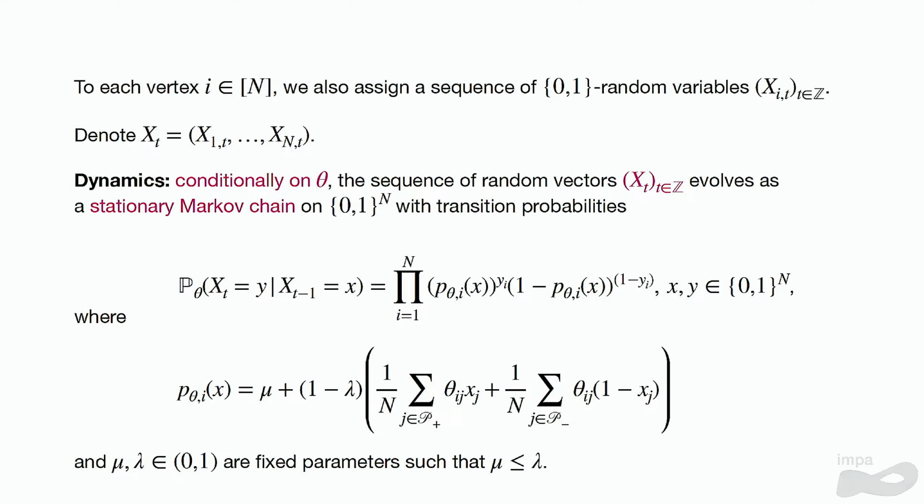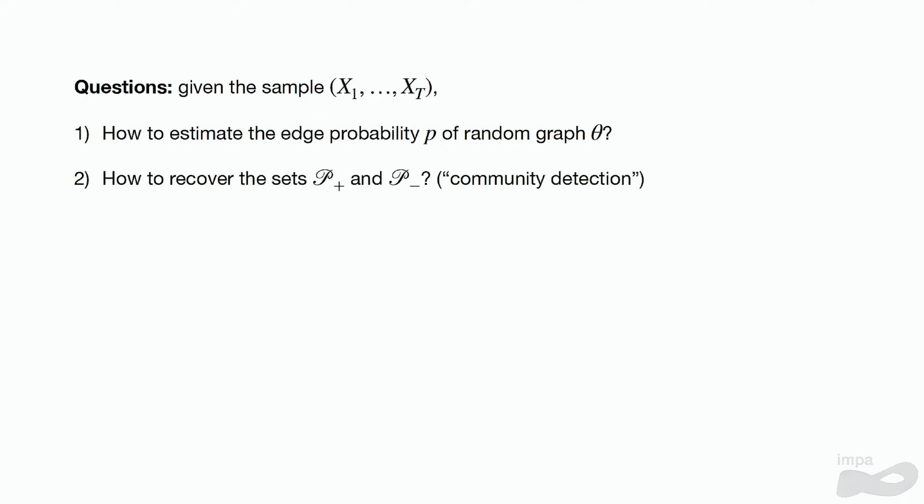Okay, so that's the model. And the questions that I want to discuss here with you today are the following. Imagine that I give you a sample, x1, ..., xT. The first question is, can I, for example, estimate the density of connections of the underlying random graph? So this is question 1. And question 2 is, can I recover the set of excitatory vertices and the set of inhibitory vertices? Okay, so these are the 2 questions that I want to discuss with you.